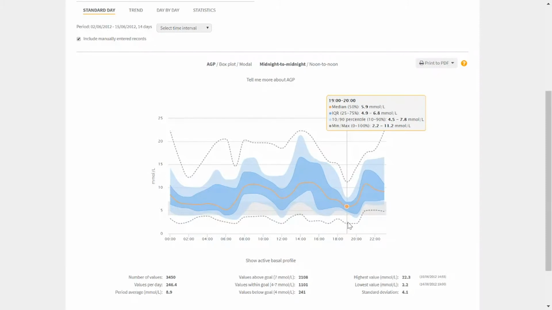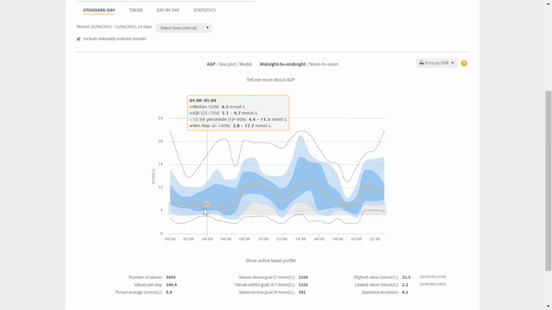If we compare that to somewhere like maybe 2 o'clock in the afternoon, perhaps after lunch, we have a much greater level of variation, with the light blue area indicating 80% of results being wide, and then even the dark blue section, the middle 50% of results, being also quite wide. So this would suggest that there's quite a lot of variation from day to day over this 14-day period around the 2 o'clock period. So this is obviously down to the clinician to interpret what these results mean for this specific patient.